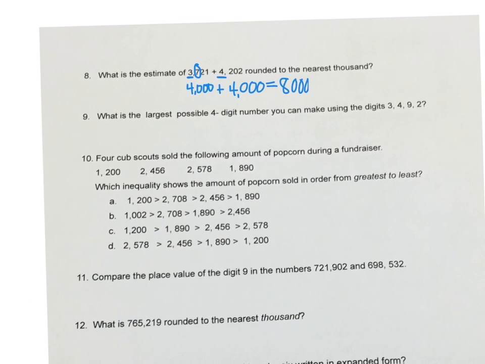Number 9. What is the largest possible 4-digit number you can make using the digits 3, 4, 9, 2? Alrighty, so we're going to start with the biggest number that's there, which is a 9, because that will make my thousands place as big as it can be. Now I want to make my hundreds place as big as it can be, so the next biggest number is a 4, and then a 3, and then a 2. So the largest number you can make is 9,432.